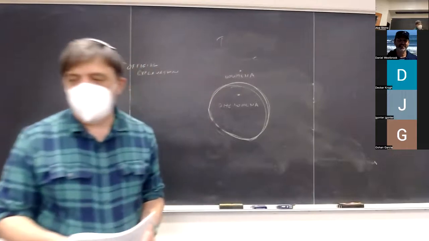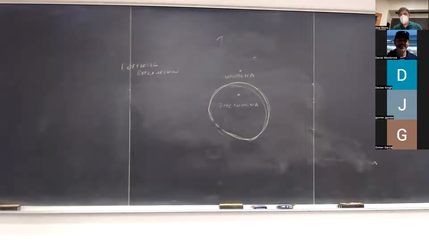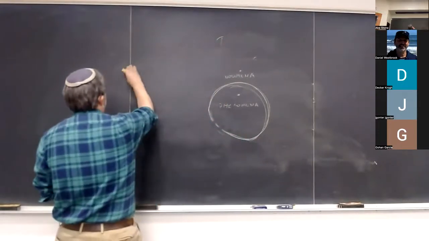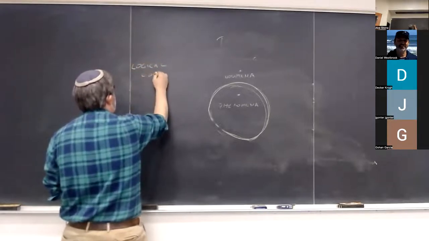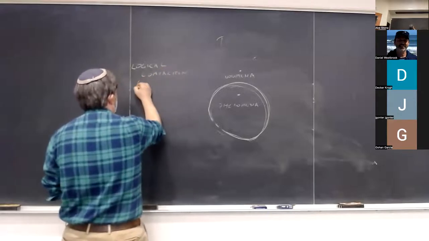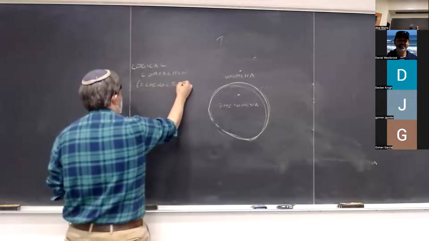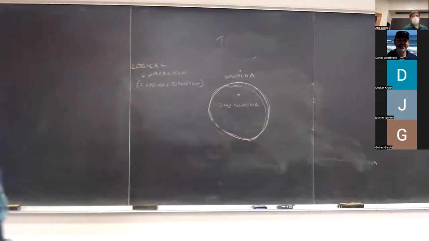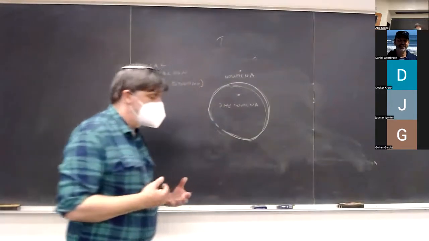So first of all, there's one kind of comparison which Kant called logical comparison, which at least at one point he says is the same as logical reflection. And logical comparison is the comparison of concepts. If you go through the list of the pure concepts of reflection, the first one is identity and difference. That's the easiest one to understand.